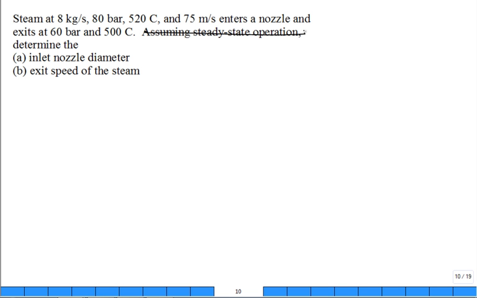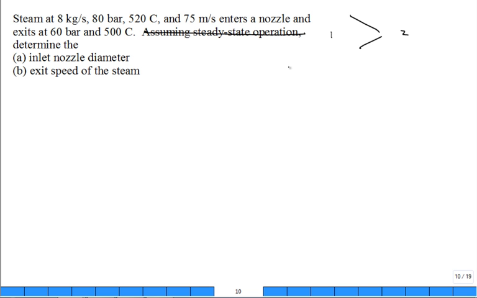Look through the book. It's everything steady state for all these components, and a very little bit of transient analysis. Determine the inlet nozzle diameter, then the exit speed of the steam. So maybe I'd go ahead and resketch. Here's a nozzle, state 1, state 2.